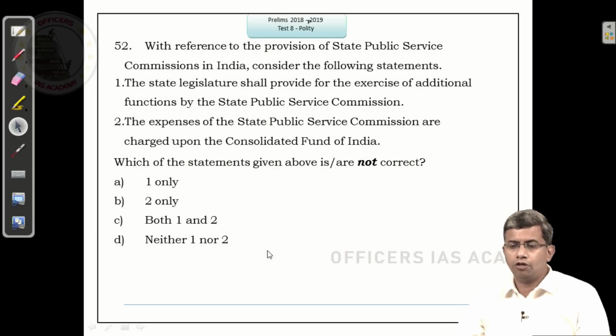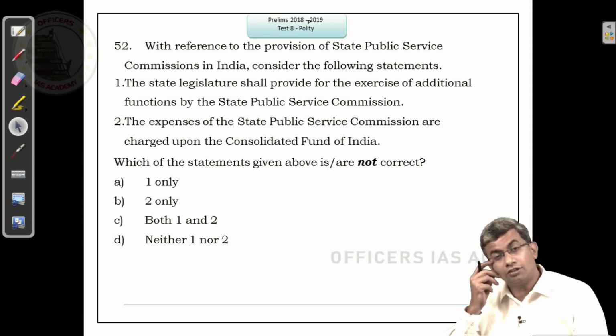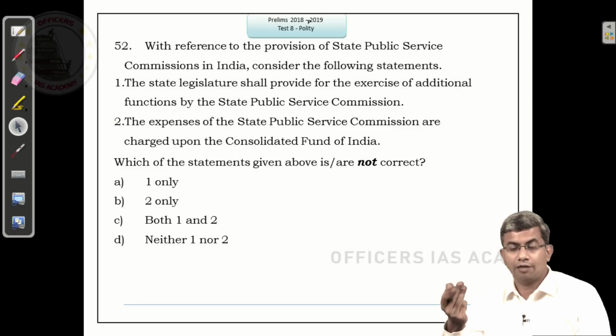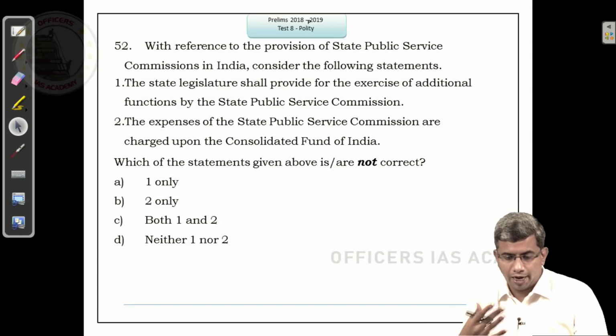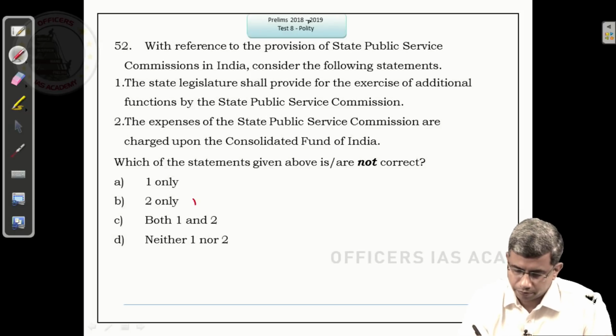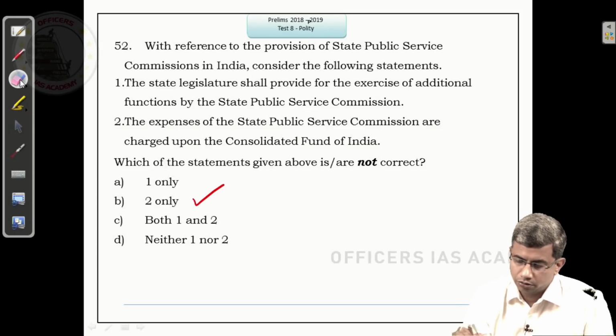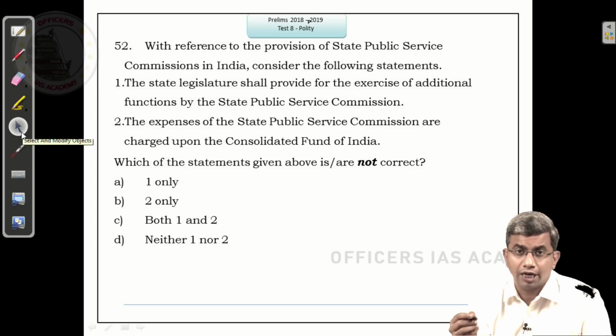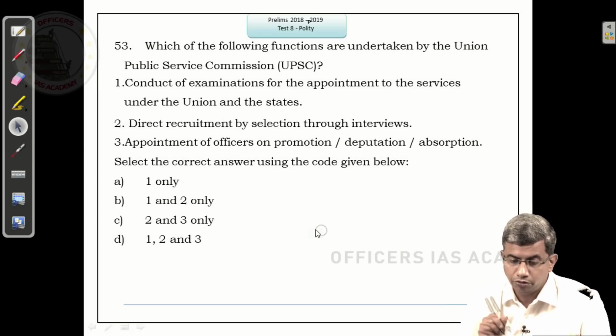With reference to the provisions of the State Public Service Commission in India, consider the following statements. The state legislature shall provide for the exercise of additional functions by the State Public Service Commission. Yes. The expenses of the State Public Service Commission are charged on the Consolidated Fund of India. Obviously, the second statement is not correct. It is asking for incorrect statements. So, answer is B. Because it is charged on the Consolidated Fund of those respective states.